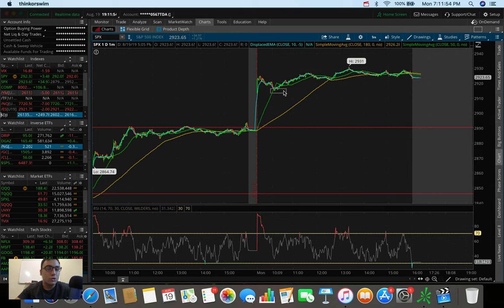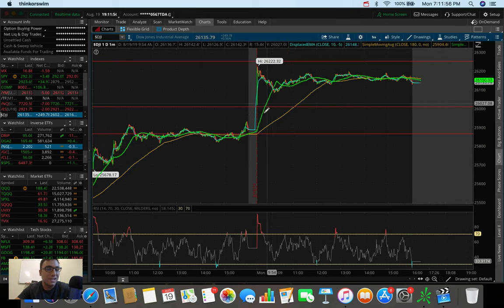If we go to the Dow Jones Industrial Average very quickly, you guys can see something very similar. We gapped up, ended up going up about 250 points, up about 0.96%, and we stalled at about 26,200-ish. That was that level of resistance today on the Dow Jones.